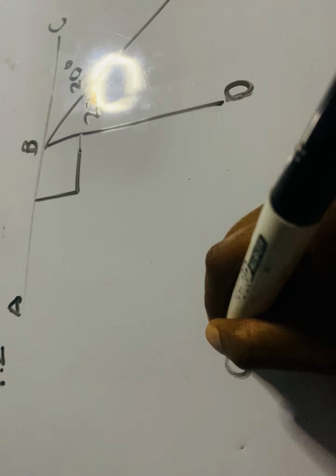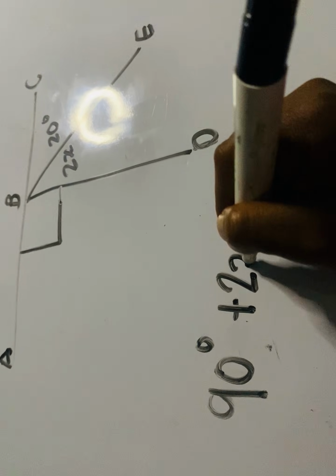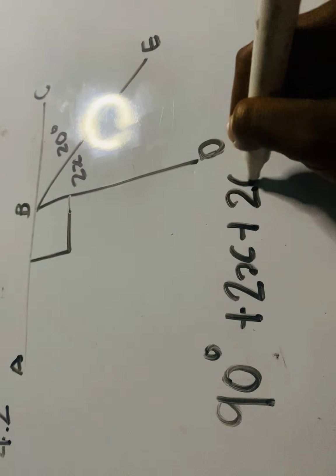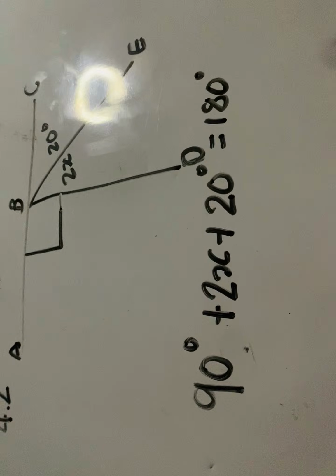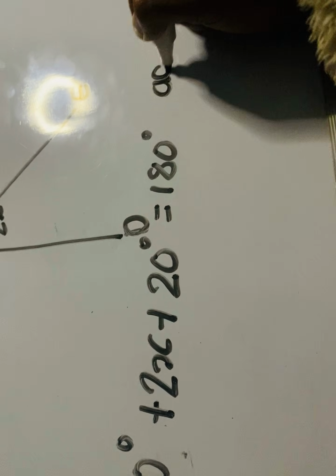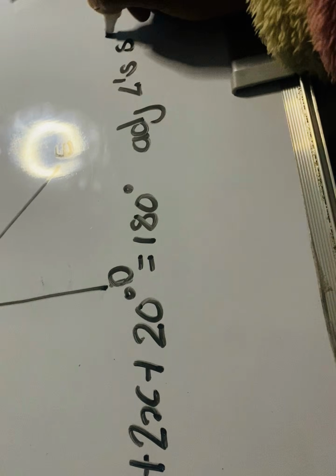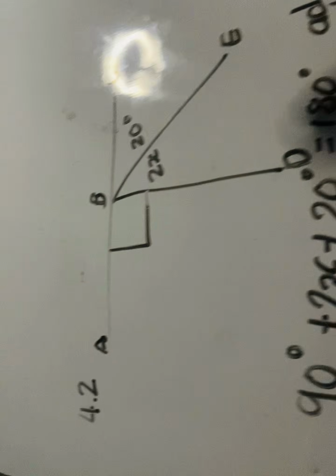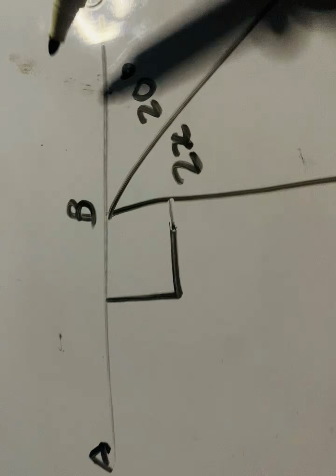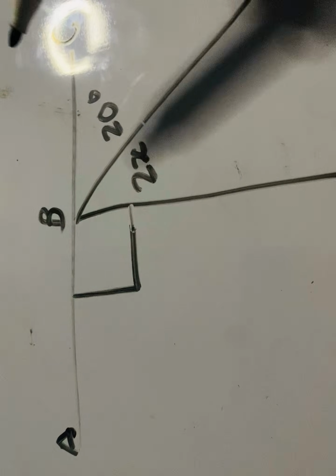So we can either do it this way, where we have 90 degrees, which is this angle, plus 2x plus 20 degrees is equal to 180 degrees, and we can use the reason of adjacent angles on a straight line, or angles on a straight line. It's fine with me, angles on a straight line or adjacent angles on a straight line. Now the reason why I'm saying adjacent angles on a straight line is because these angles are next to each other on a straight line, hence they're called adjacent angles on a straight line.